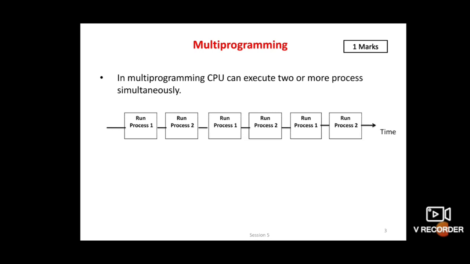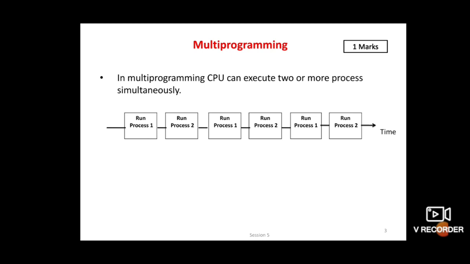Now see the diagram. In this diagram, run process 1, then run process 2, again process 1, run process 2, run process 1, run process 2. Here we have process 1, here we have process 2. Now again process 1, then again process 2, again process 1, again process 2. This is the diagram of multiprogramming. In this diagram, more than one process can run simultaneously.